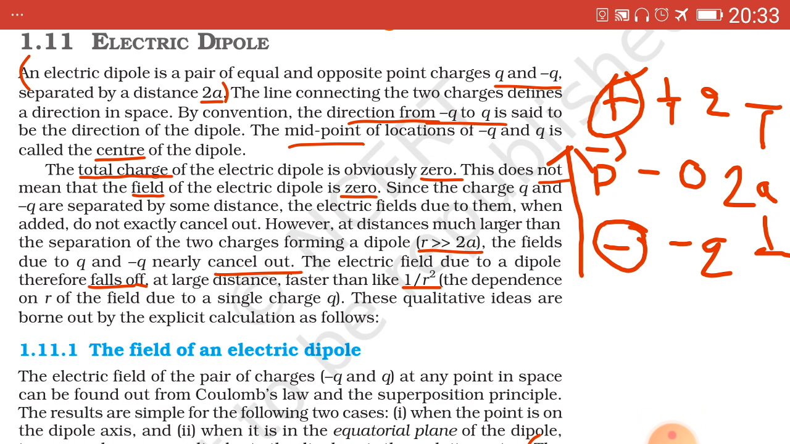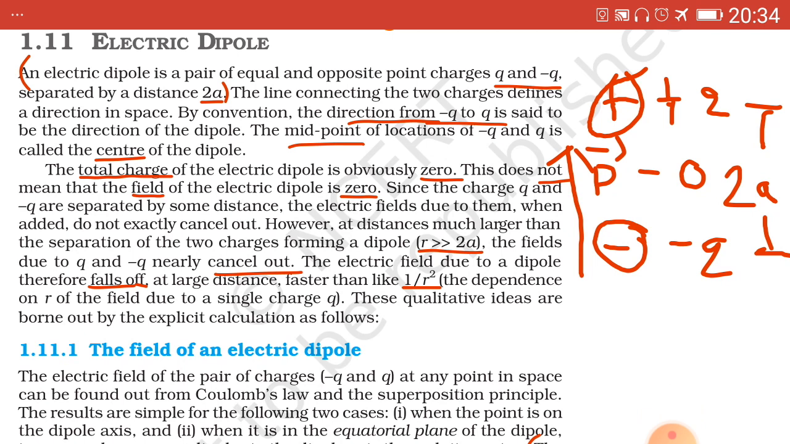Question number 2. Obtain the formula for the electric field intensity at a point due to a system of n charges with the help of a figure. 3 marks.